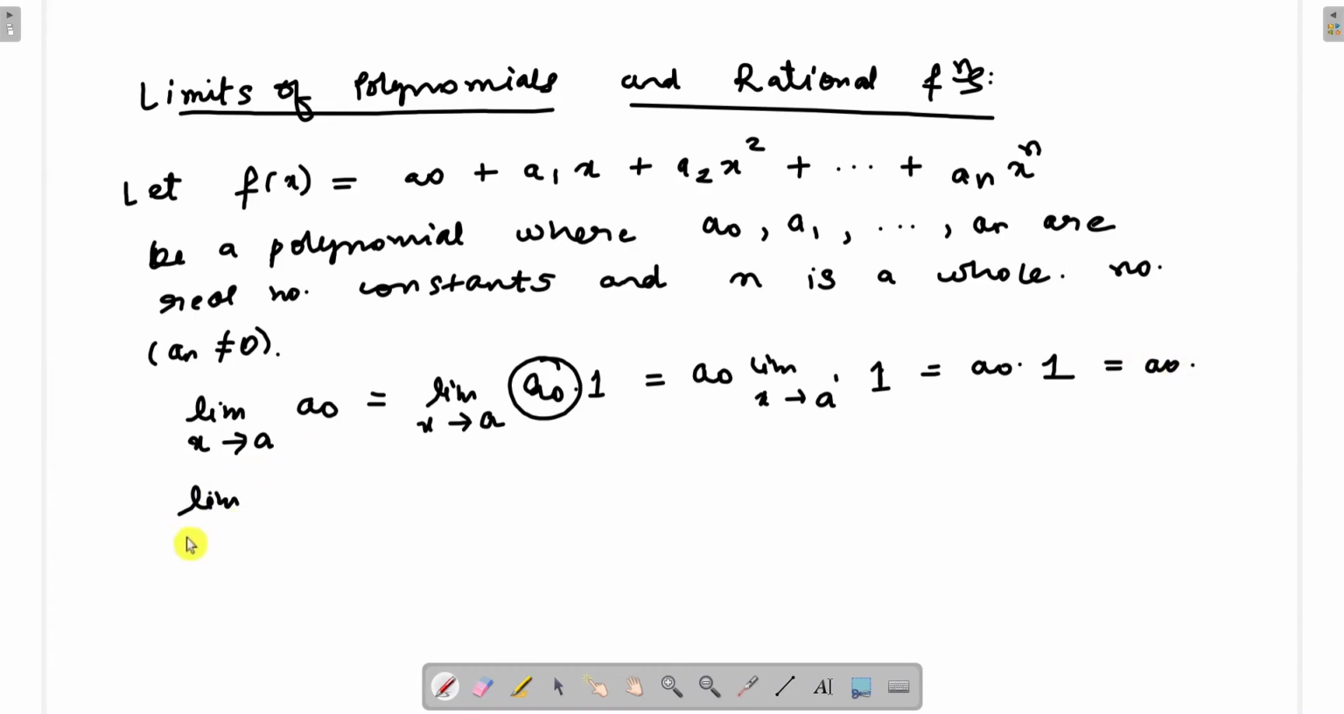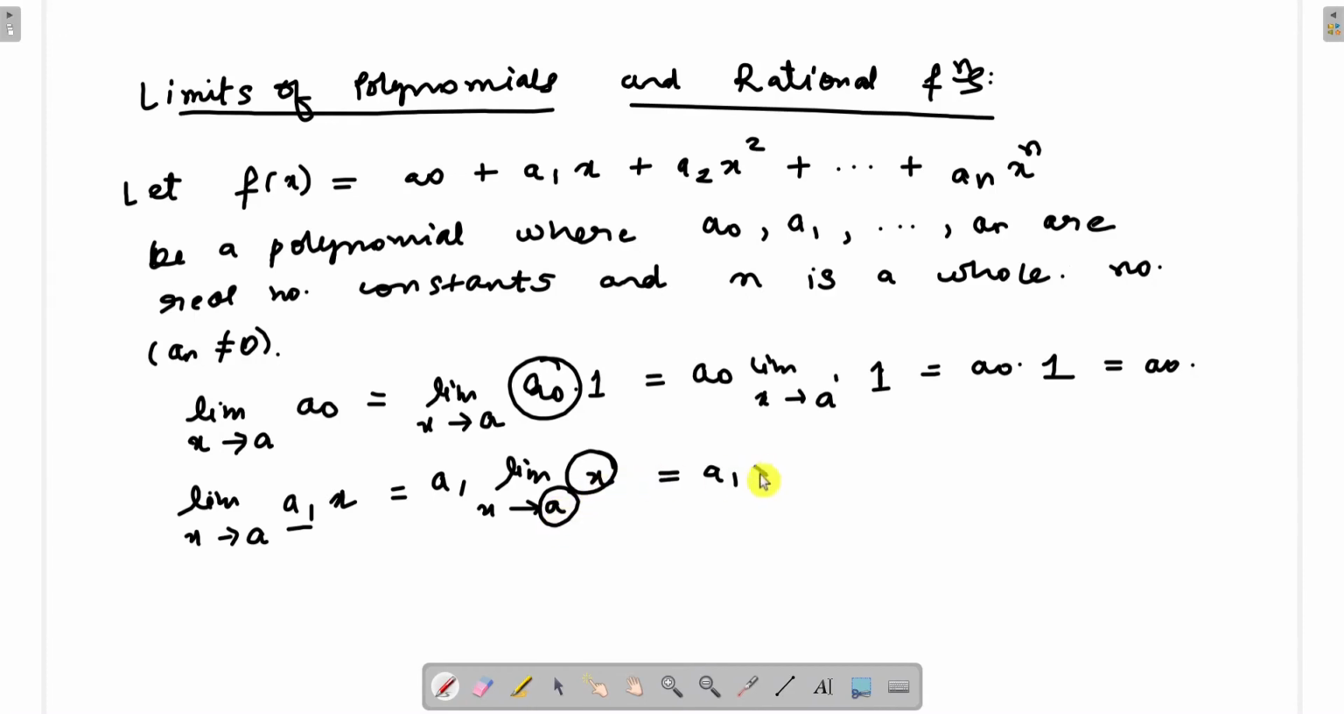Now we will look at the limit of the second term, the limit as x tends to a of a1 x. You can see that a1 is a constant, so that will come out, and then the limit x tends to a of x will be equal to a, giving a1 times a. One thing you have to know is, if you have a single variable as we have here, x, you can directly substitute the real number a in that function.